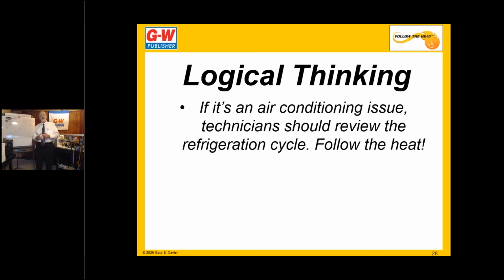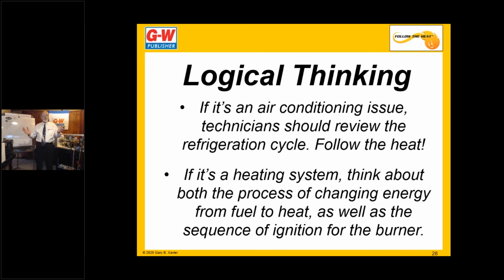If it's an air conditioning system that we're dealing with, review the refrigeration cycle in your head. Evaporator, compressor, condenser, metering device, follow the heat through the system, the change of state of the refrigerants. So think logically about how that system is supposed to transfer heat. And that may lead you to where it's not transferring heat. And that points you in the direction of what's wrong. On a heating system, think about the process of changing energy from a fuel to a heat, from chemical energy to thermal energy. Think about the sequence of ignition for the burner.